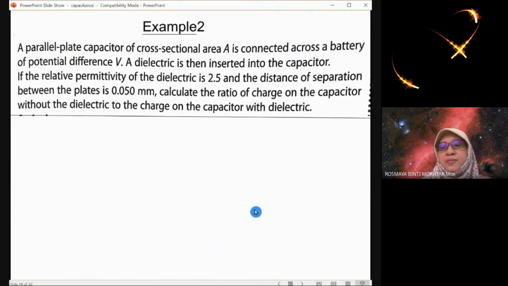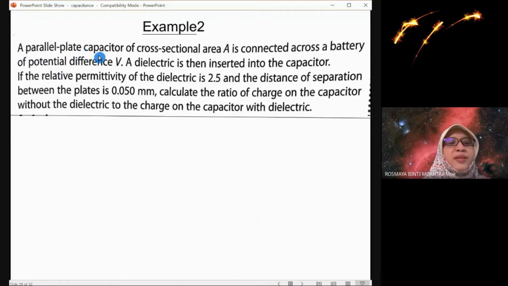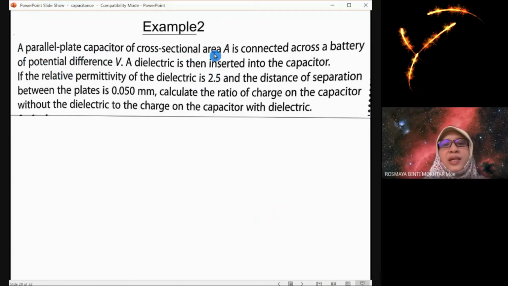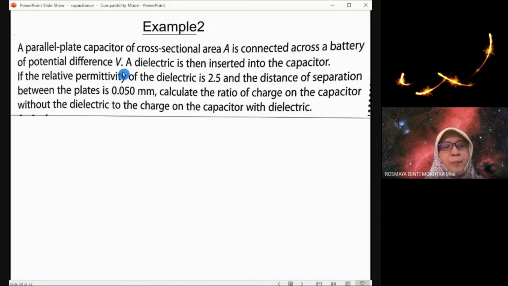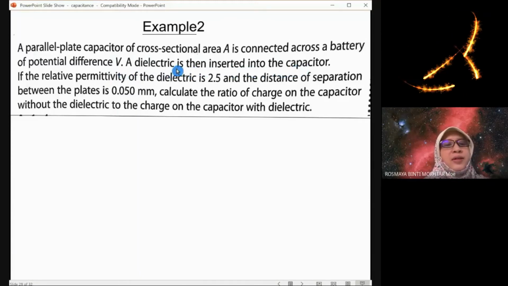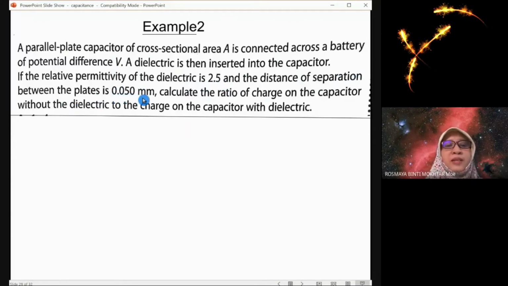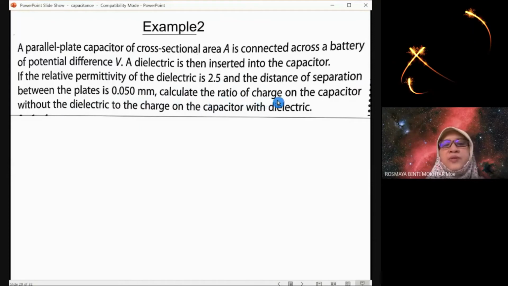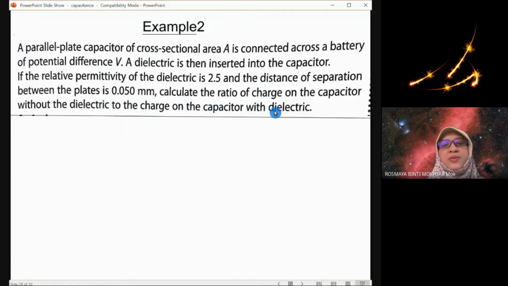We read the question together. A parallel plate capacitor of cross-sectional area A is connected across a battery of potential difference V. A dielectric is then inserted into the capacitor. If the relative permittivity of the dielectric is 2.5 and the distance of separation between the plates is 0.050 millimeter, calculate the ratio of charge on the capacitor without the dielectric to the charge on the capacitor with dielectric.